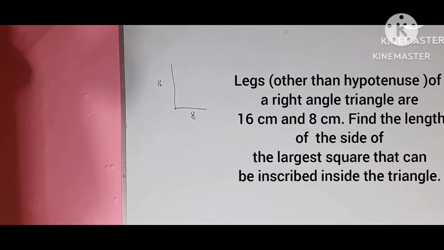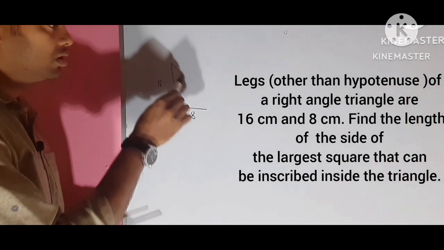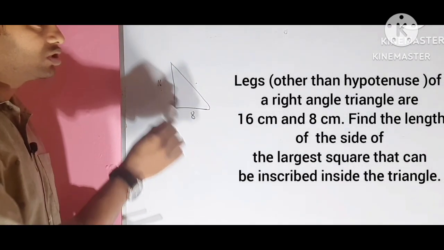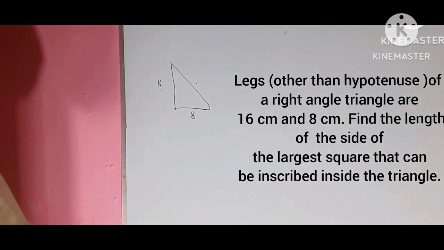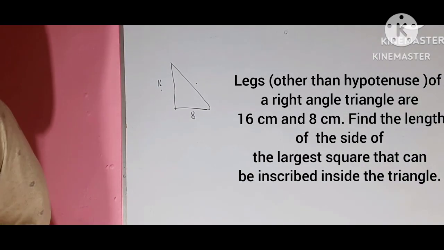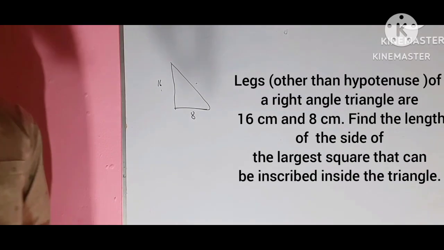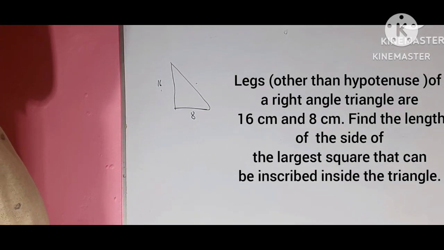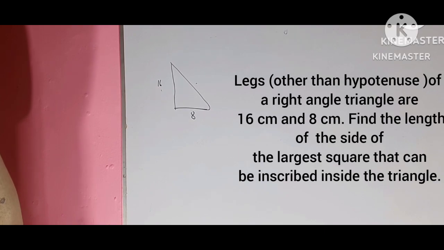After that, what are they saying, let me see. So other than this one, these are the two values they gave you. They are saying two legs. Two legs means a right angle triangle has two legs, this one only other than the hypotenuse. These sides are there in the right angle triangle. Find the length of the side of the largest square that can be inscribed, means kept inside a triangle.